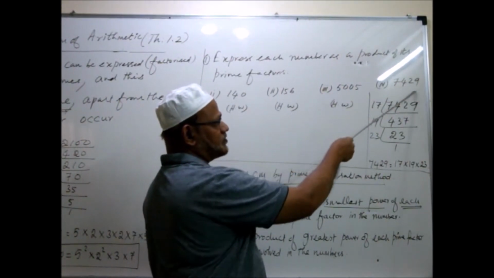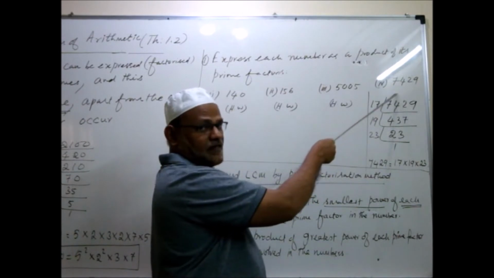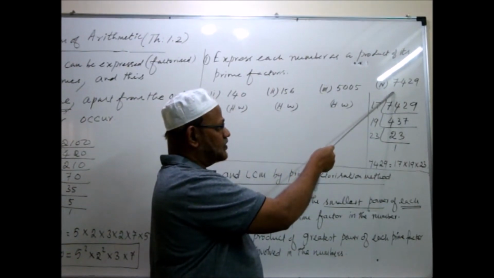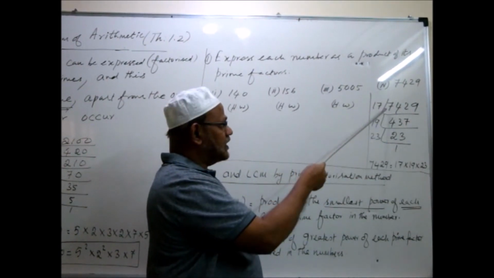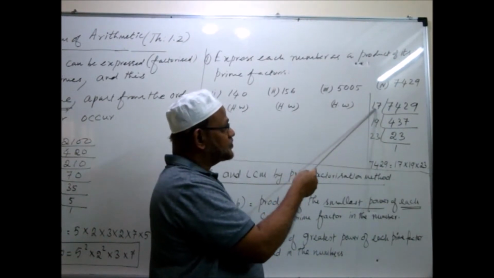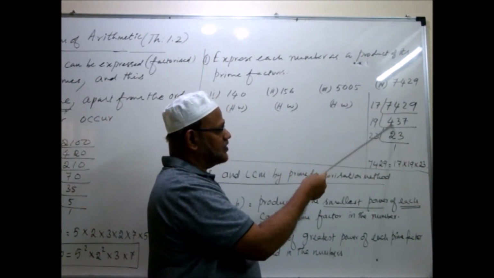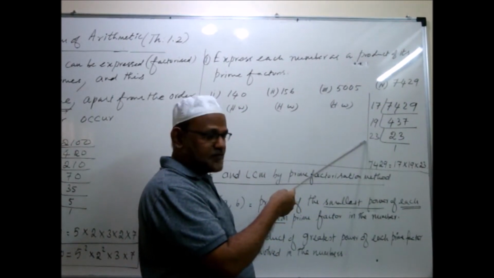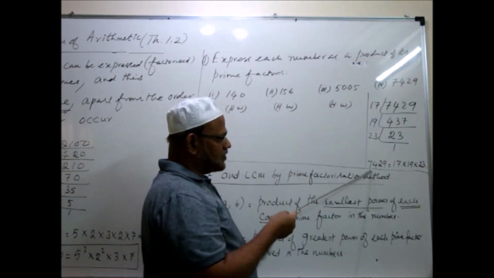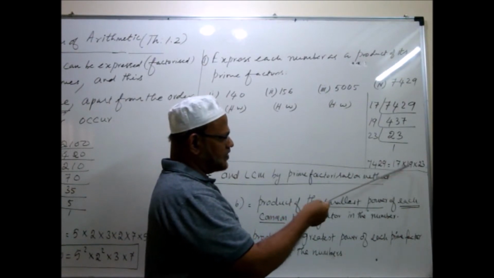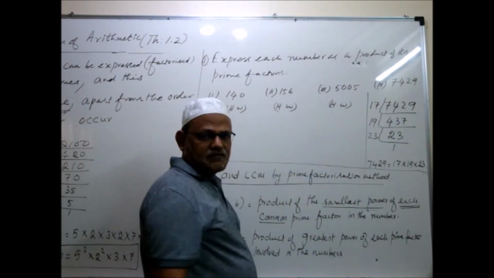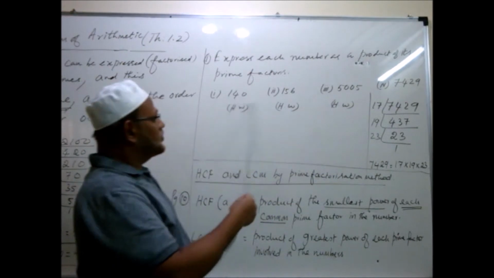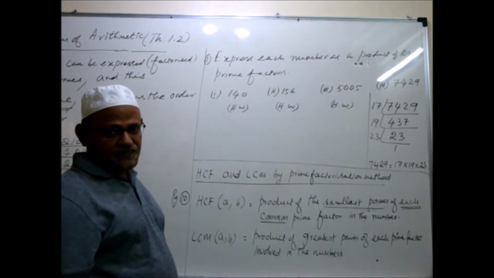7429, because this is not divisible by any smaller prime number, the smallest prime number that divides it is 17. So if you divide by 17, you get this number. Then only 19 will divide. Then 23, 23 is also a prime number, will divide. So 7429 is 17 into 19 into 23. Right? You do these three by yourself.